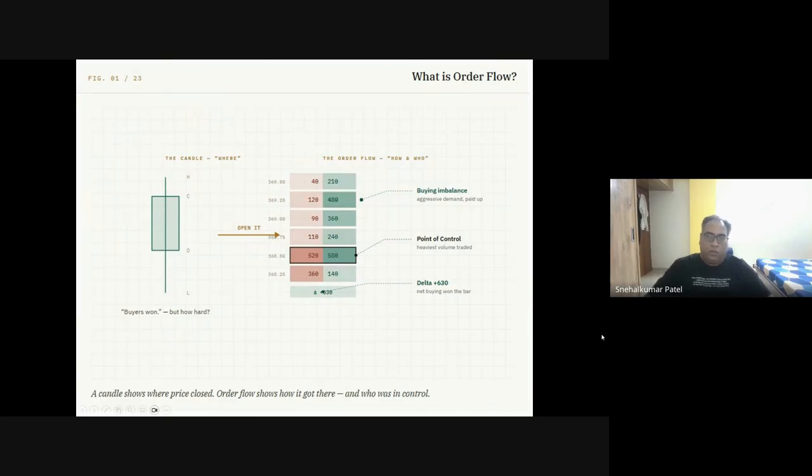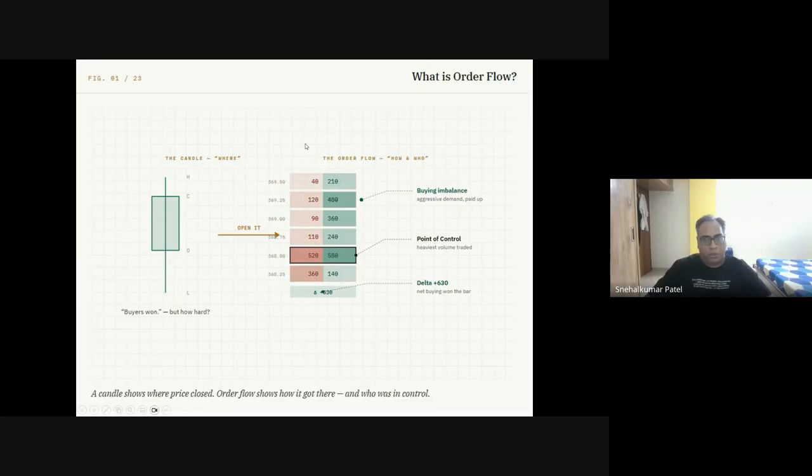So what is order flow? Order flow, as I mentioned earlier, is nothing but a presentation of how the buyers and sellers are executing the orders in the market. Order flow data looks like this in a chart, where the buyers are shown on the right side and the sellers are shown on the left side.